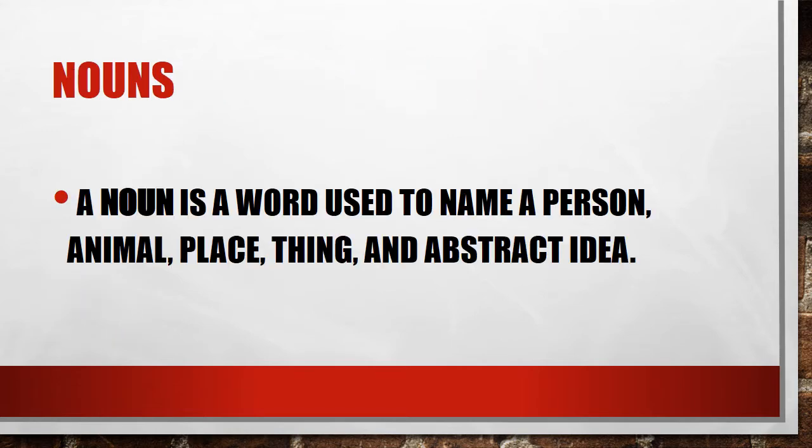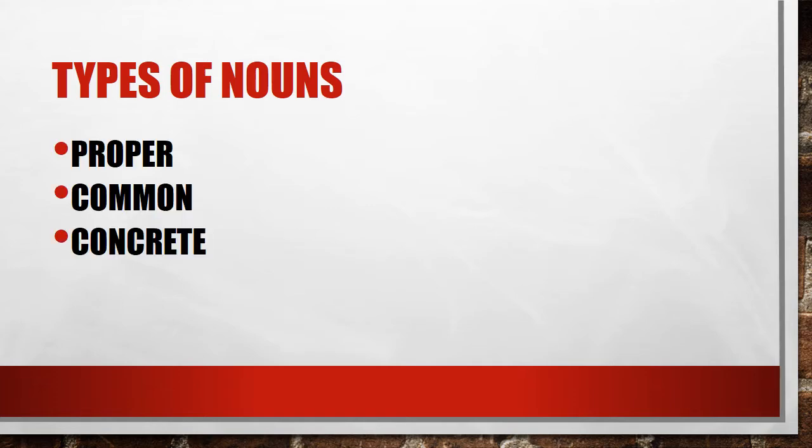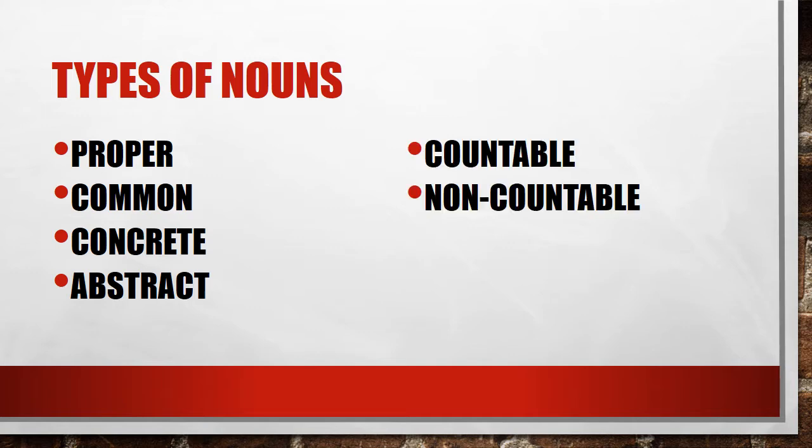We'll begin with nouns. A noun is a word used to name a person, animal, place, thing, and abstract idea. There are many different types of nouns: proper, common, concrete, abstract, countable, non-countable, and collective.